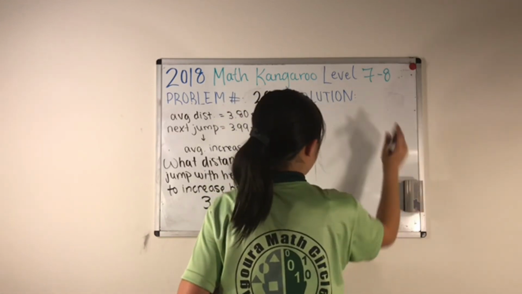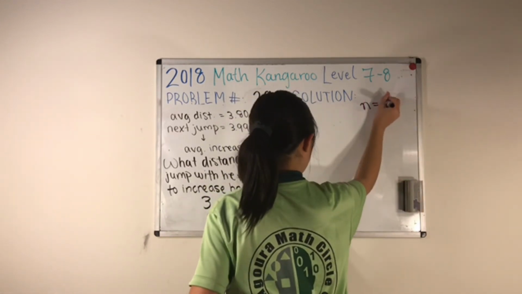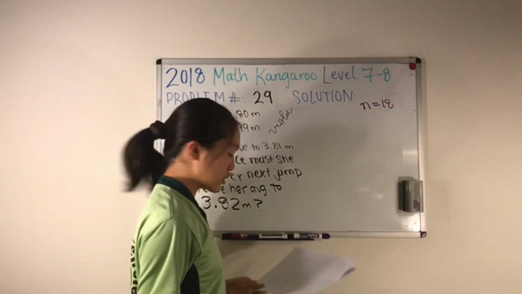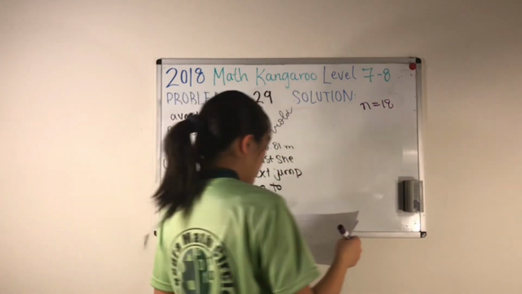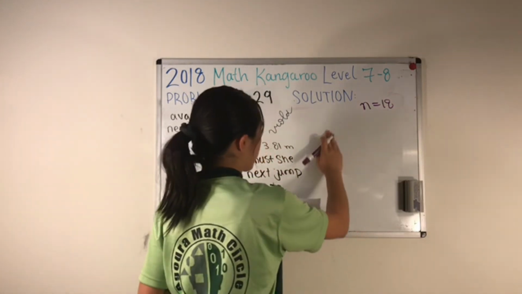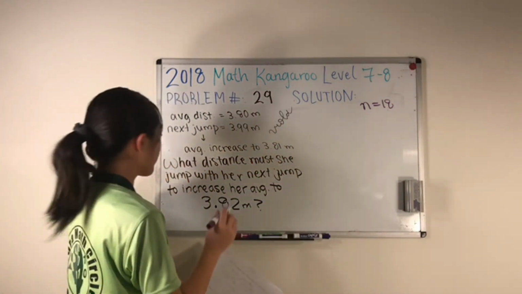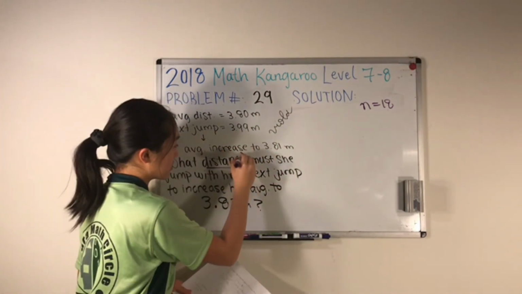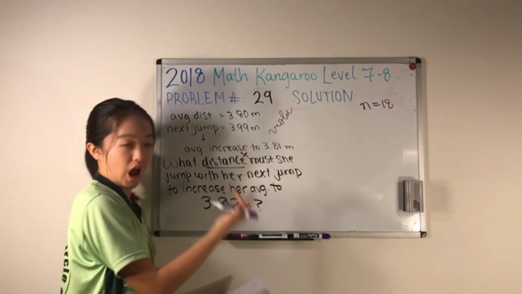So now we've calculated that n equals 18. So that means Viola has done 18 jumps so far. So now that we know that, we can go on to our next equation where we define x. X is the distance that she must jump in order to move her average up.